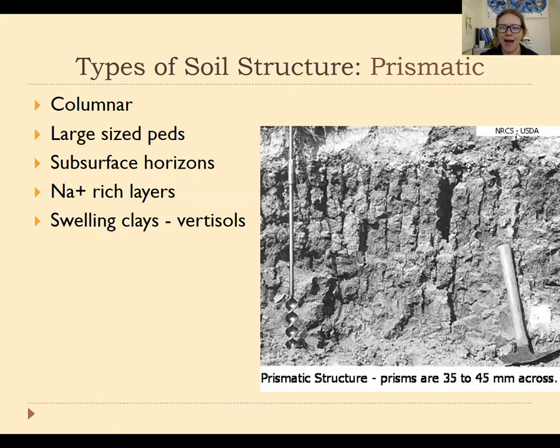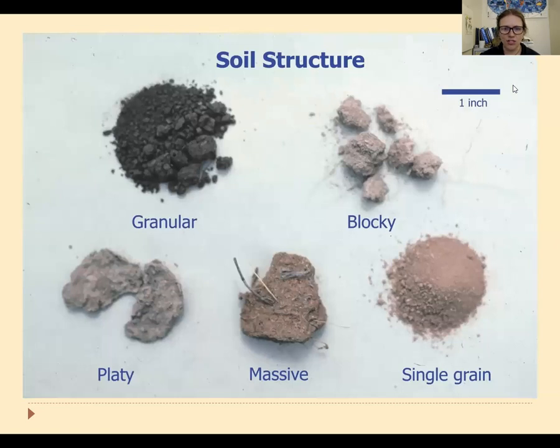And then finally, prismatic is basically where we have these really vertical structures in the soil. So you guessed it, things like vertisols often lead to this prismatic structure. And then you can see the hammer for scale. So these are these big columnar, column-like structures that form in the soil, typically, again, down in the subsurface horizons, maybe associated with sodium in the soil as well, and usually associated with lots of clay. So that's another structure.